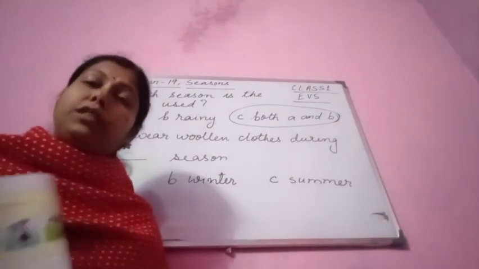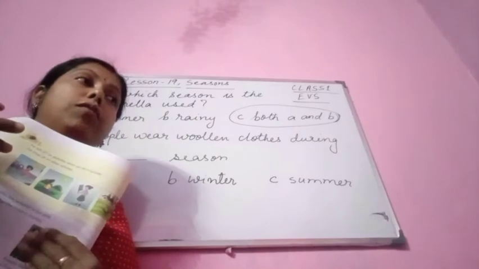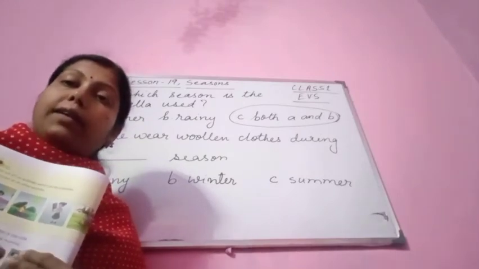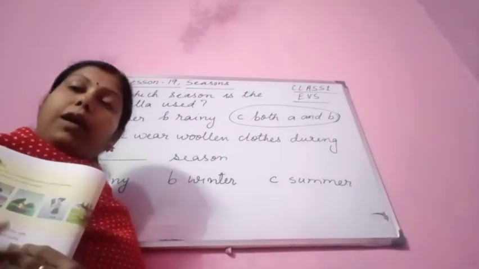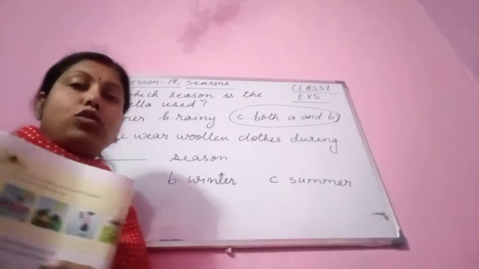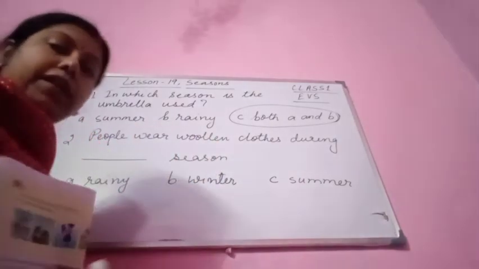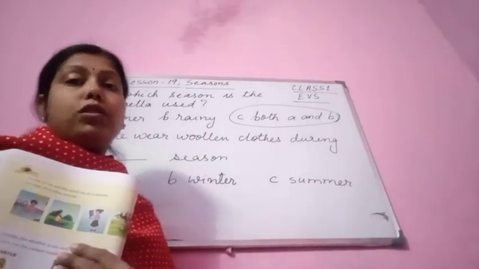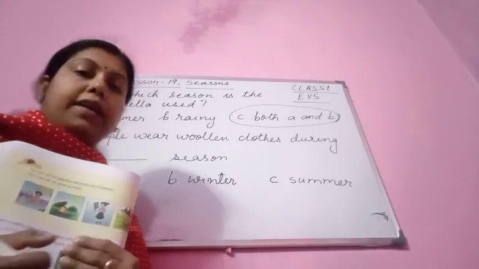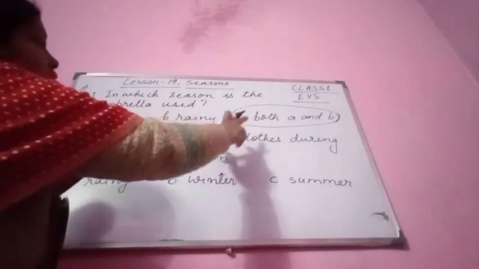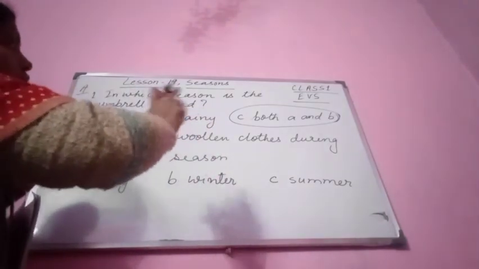Why do you say both A and B? Because in summer season also we use umbrella, isn't it? When it's very hot, we have to go out. So at that time, to protect ourselves from the sun's heat, we use the umbrella, isn't it? So in summer season also we are using umbrella. Okay, and in rainy season we use umbrella because we have to protect ourselves from the rain. So the answer will be both A and B. That means both in summer and rainy season we use umbrella.